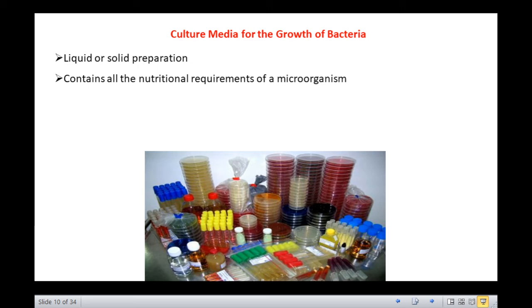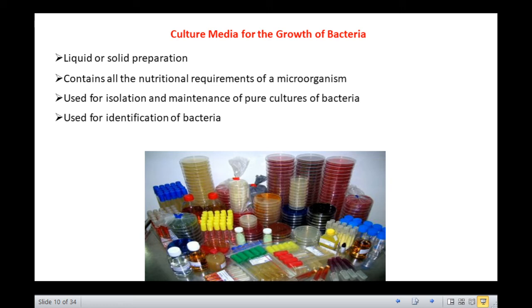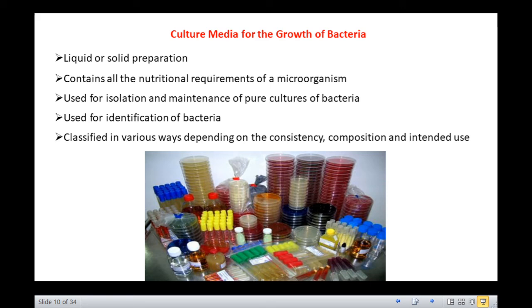Culture media are employed in the isolation and maintenance of pure cultures of bacteria and are also used for identification of bacteria according to their biochemical and physiological properties. It is often necessary to have knowledge about the natural habitat of the microbe to design appropriate culture media which fulfill all the nutritional requirements. Culture media can be classified in various ways depending on the consistency, composition and intended use.